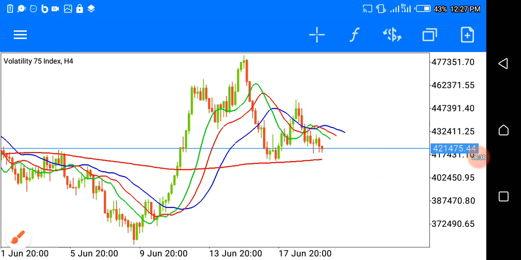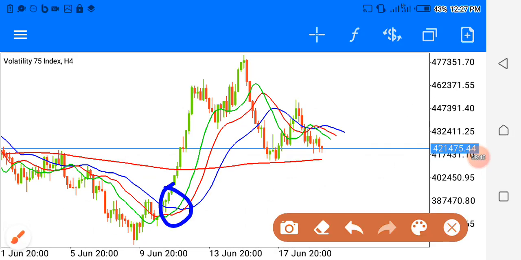Whenever you see a crossover, wait. Whenever I see a crossover on the alligator, I wait for the confirmation to cross above the 200 moving average. Then place your trade at the close of the candle. Then you can see how the movement was.